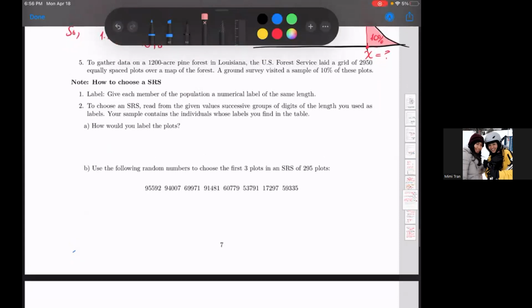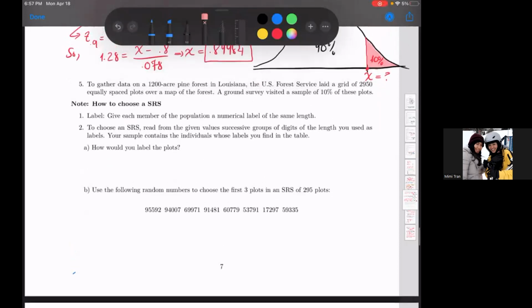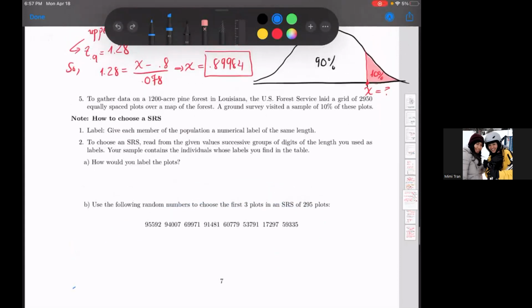Okay, so on the exam, what you're going to see is similar to what I'm going to show you right now. But first of all, let me show you how to choose a simple random sample from what I give you. Imagine this is the table. I pick it for you. Of course, you don't have to look it up. Usually you have to, but on the exam you don't. First, you give each number of the population a numerical label of the same length.